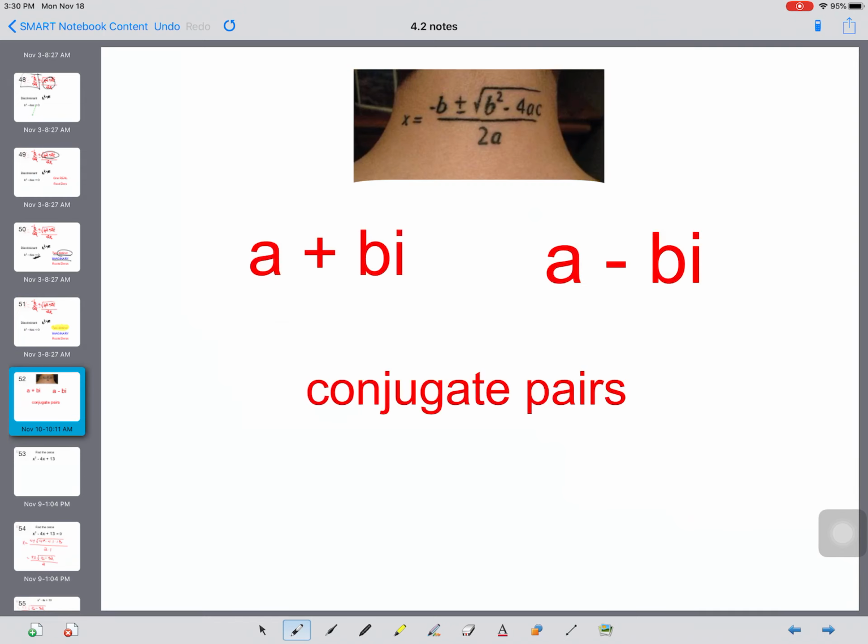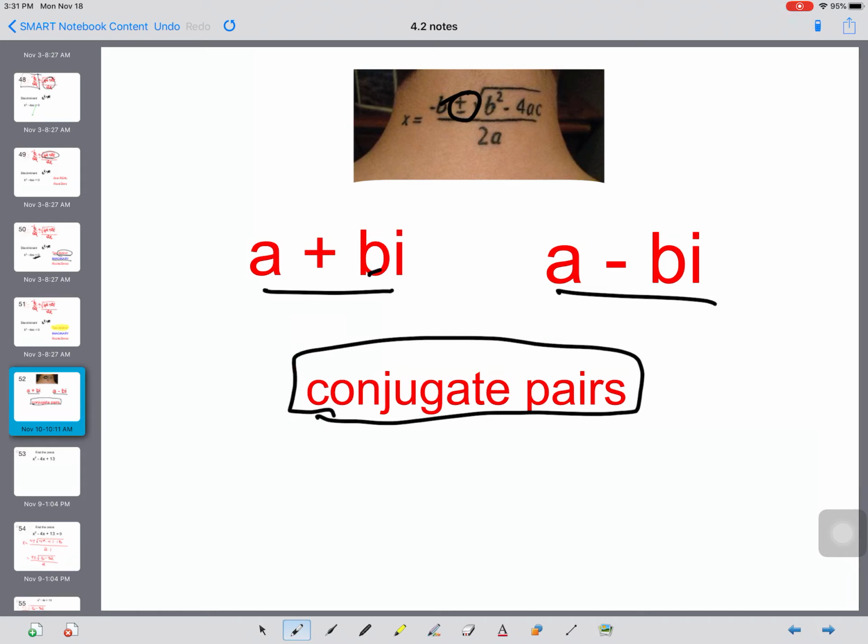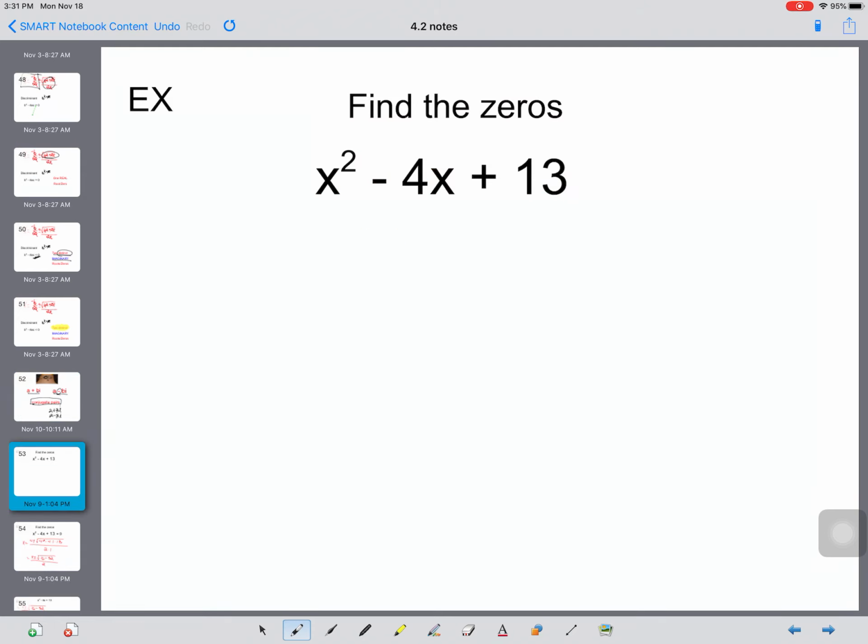Now, keep in mind something about the quadratic formula. That plus or minus right there gives you 2 answers, a plus bi, a minus bi. They will always happen in what's called conjugate pairs. So, for example, if you did the quadratic formula and came up with 2 plus 3i as an answer, that would mean, because of this, 2 minus 3i would also be an answer. So let me show you what I mean with this.